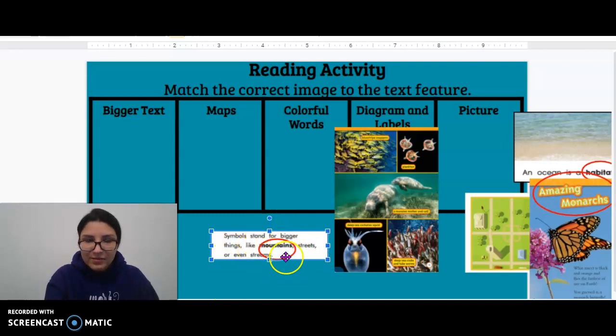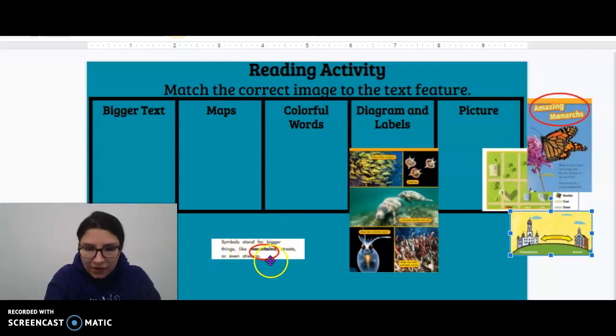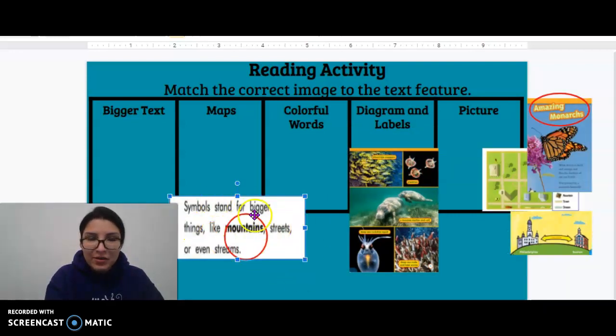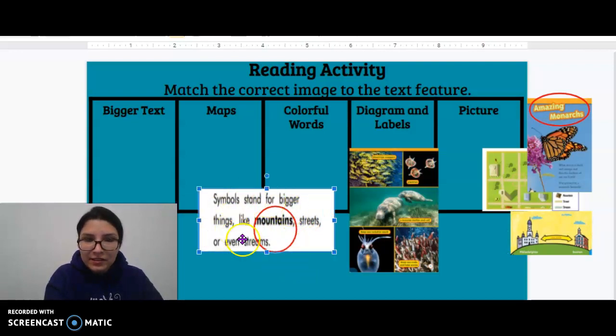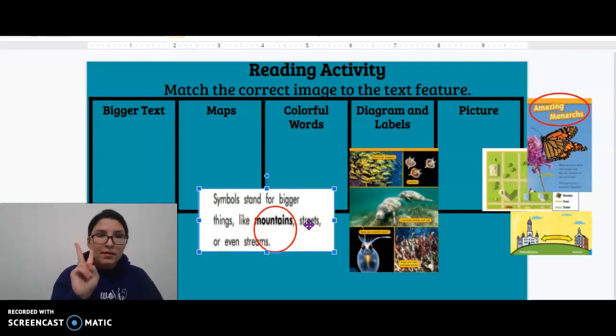Our next one is this one, and give you some time to think about it. So look, here's a little circle. I went ahead and made this bigger so you can see it a little closer. So look at the text, look at this text, and look where the red circle is. Is this image an example of bigger text, maps, colorful words, or pictures? Notice I skipped diagram and labels because we already have that one filled in. So bigger text, maps, colorful words, or picture. What is this? This is an example of bigger text.